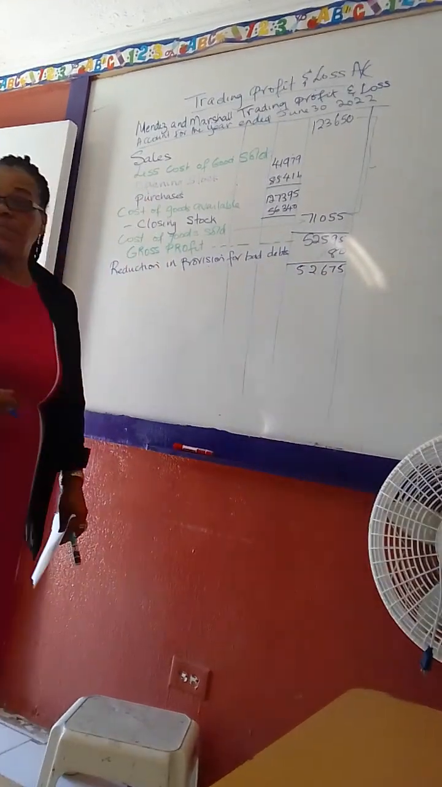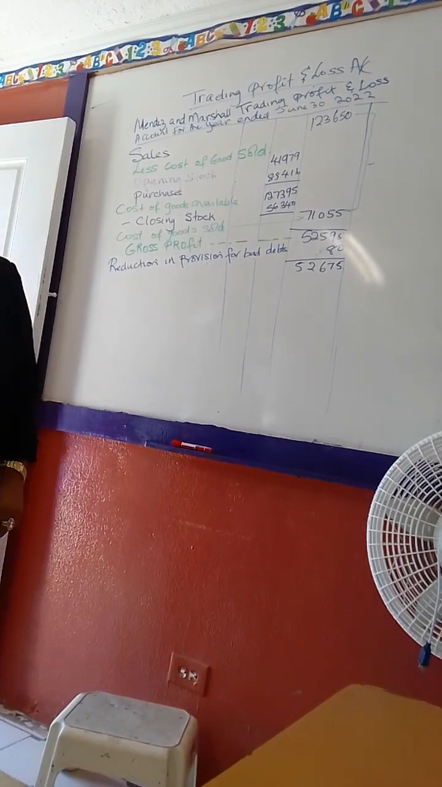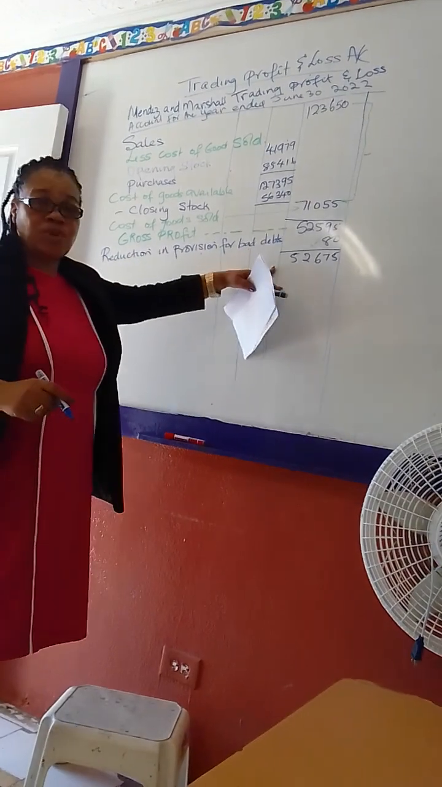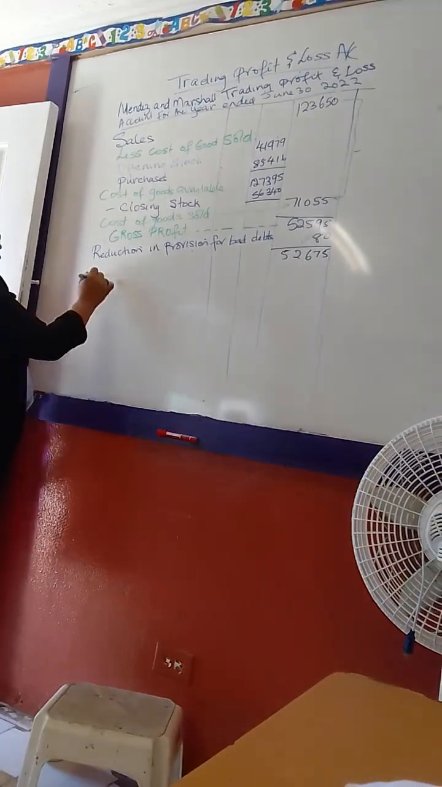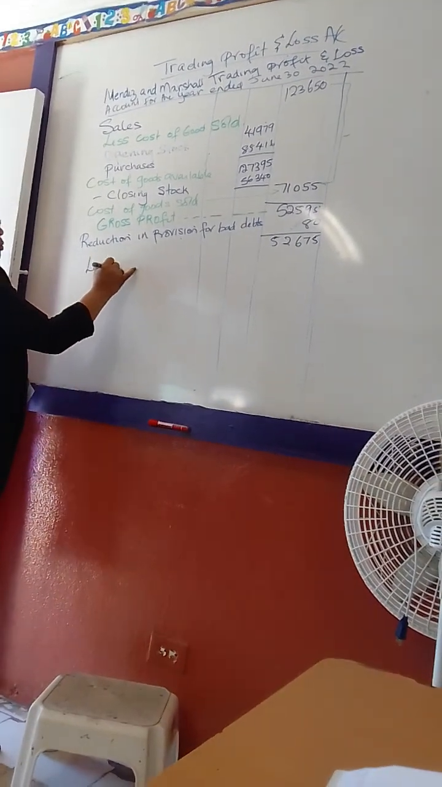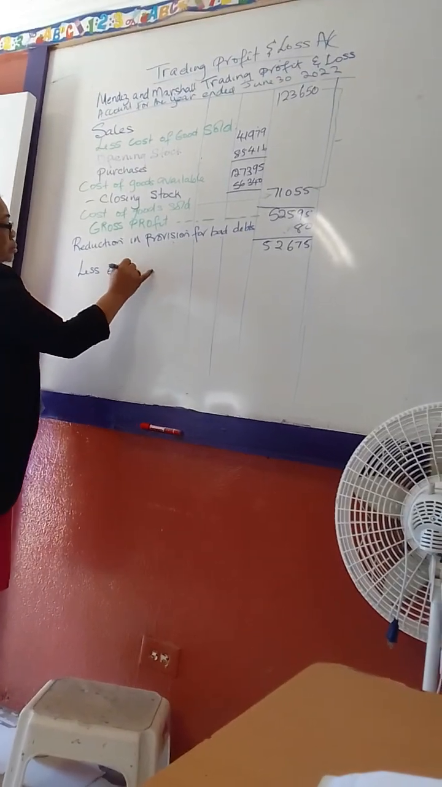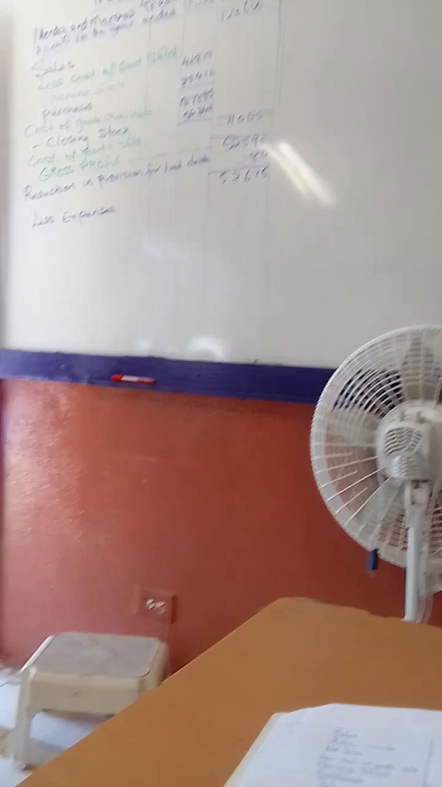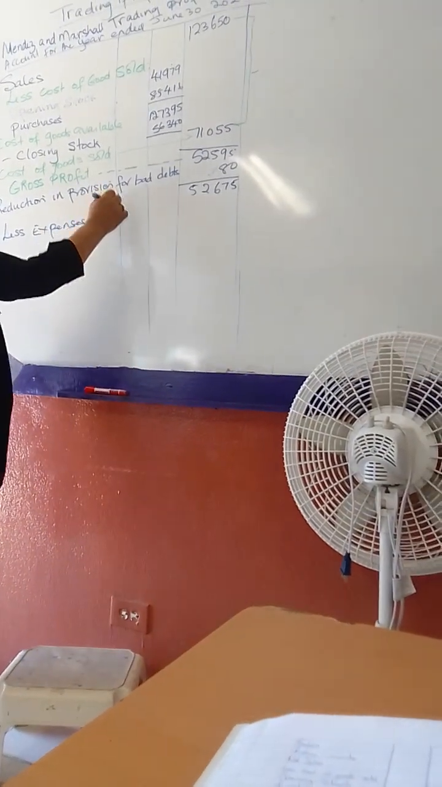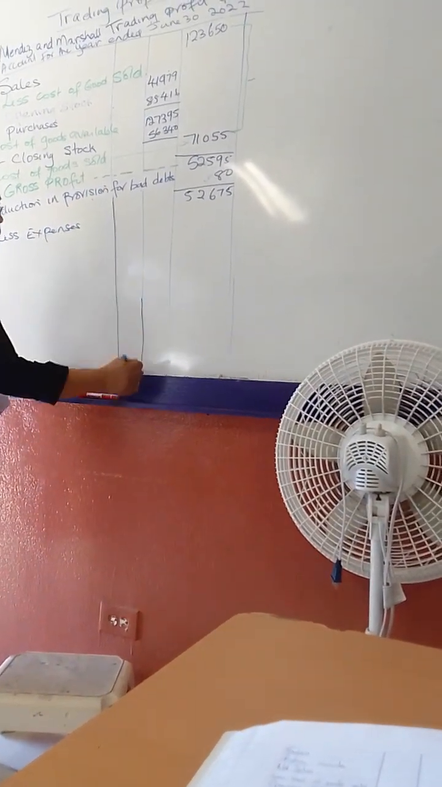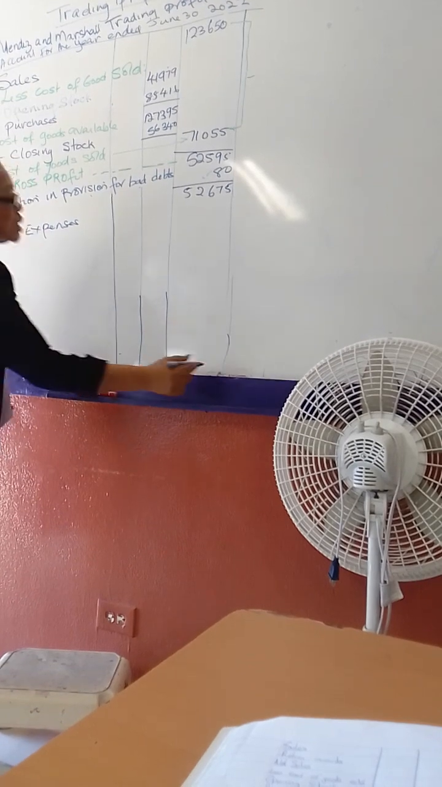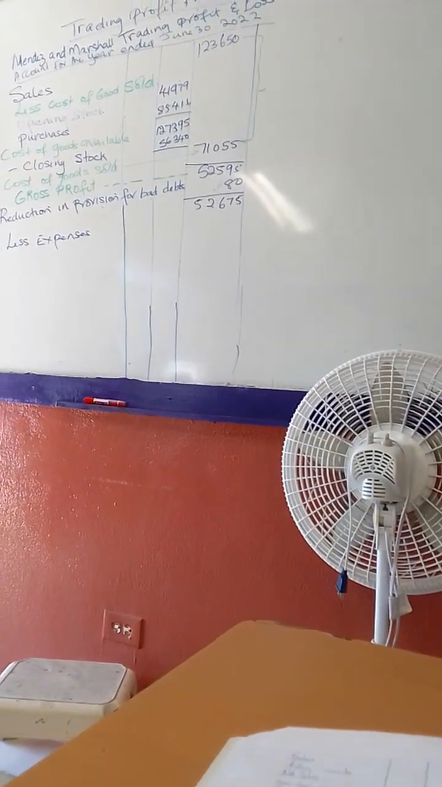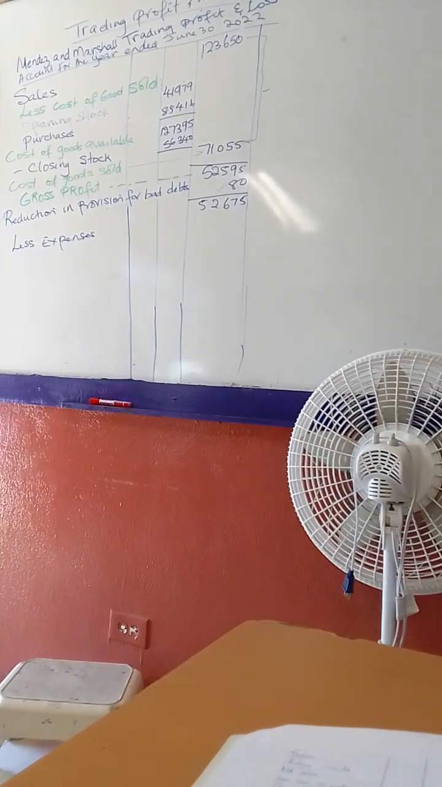Is that the total? People with calculator? Oh, yeah. Okay, 52,675. So this is my total revenue. Now I'm going to go to less expenses. And as I say, we go accordingly with my expenses. This time all the expenses will go in the second column. We're going to tally those and then bring over to the last column.